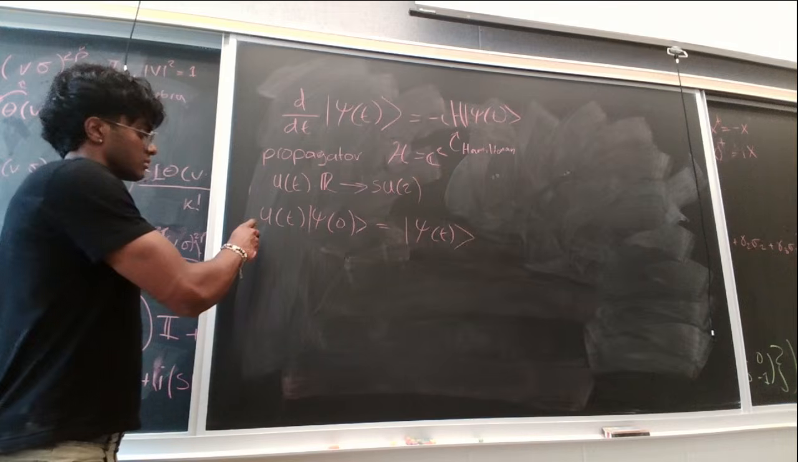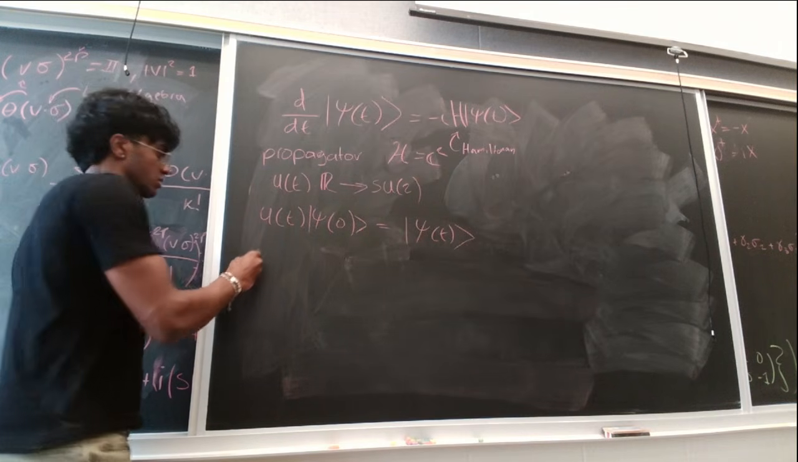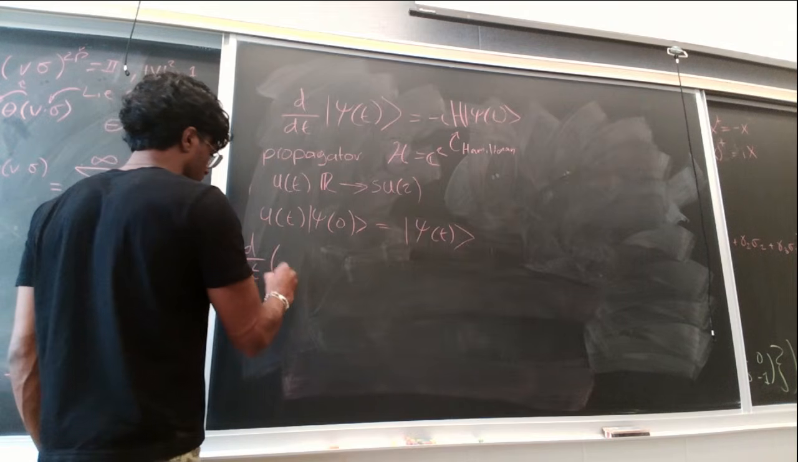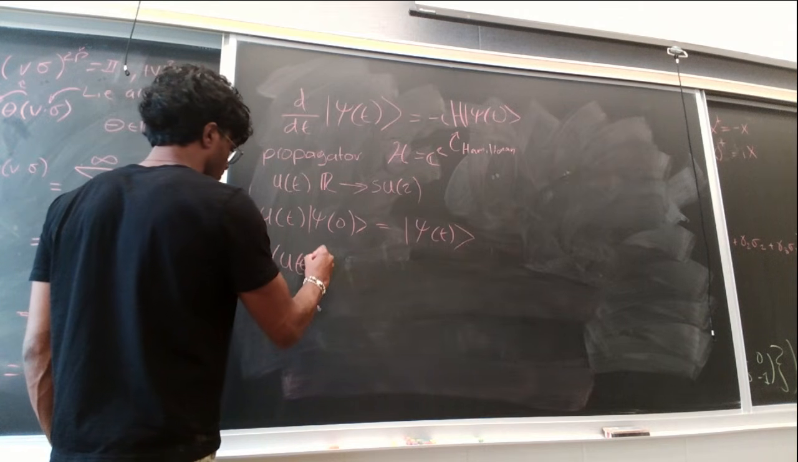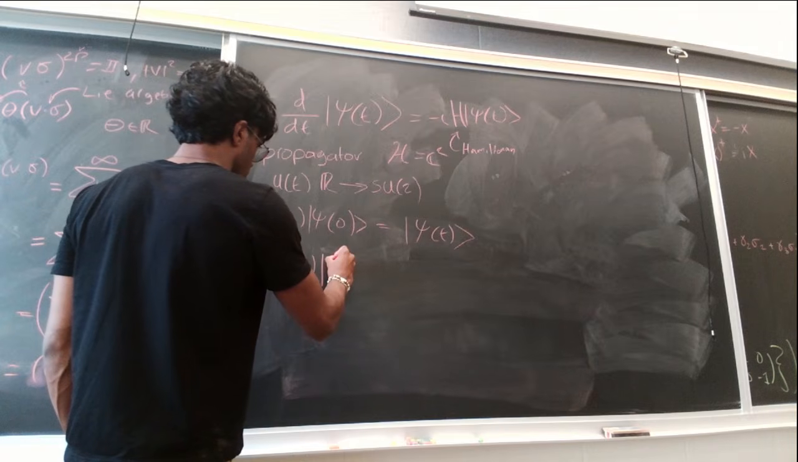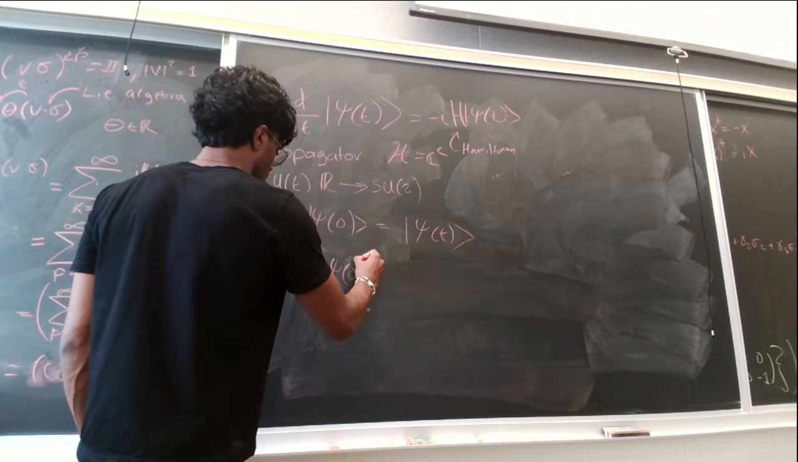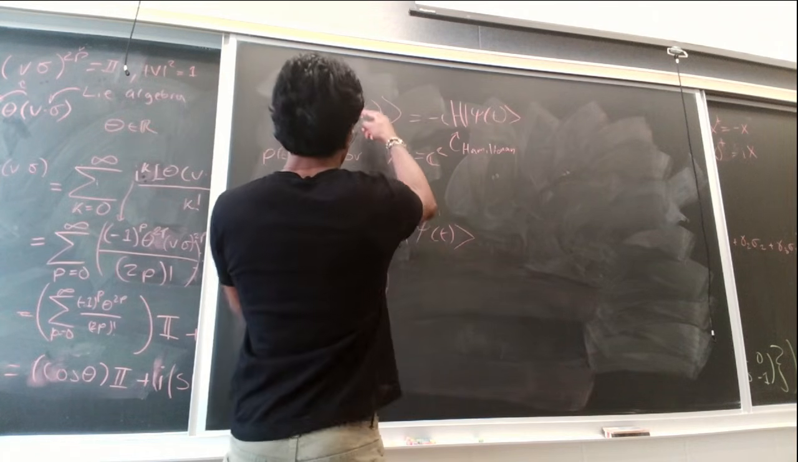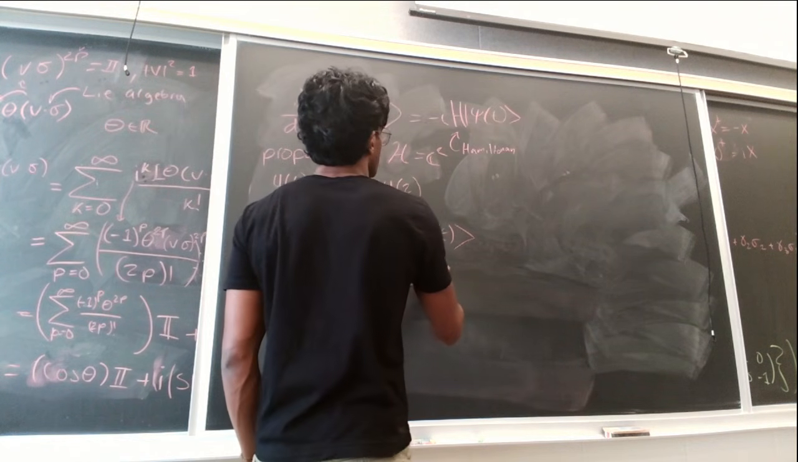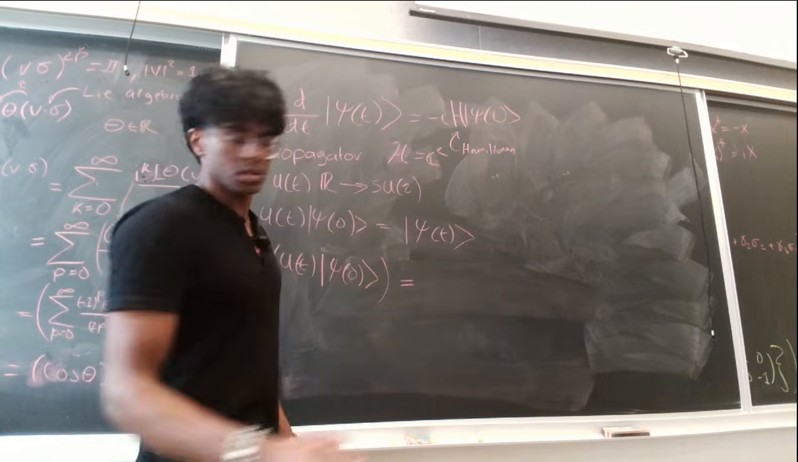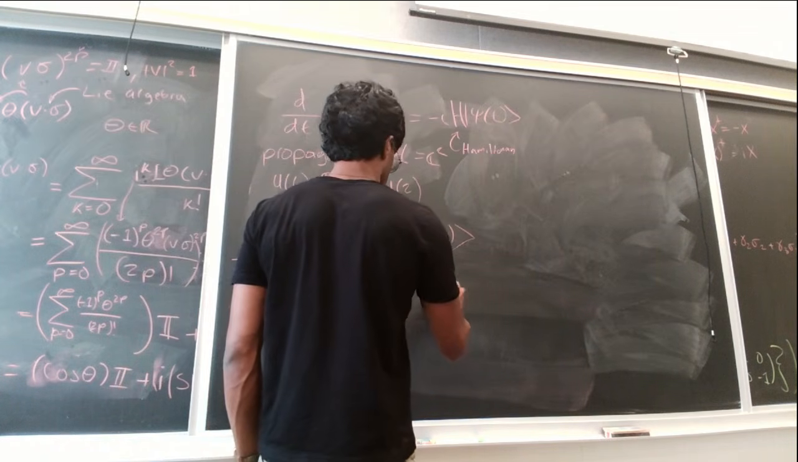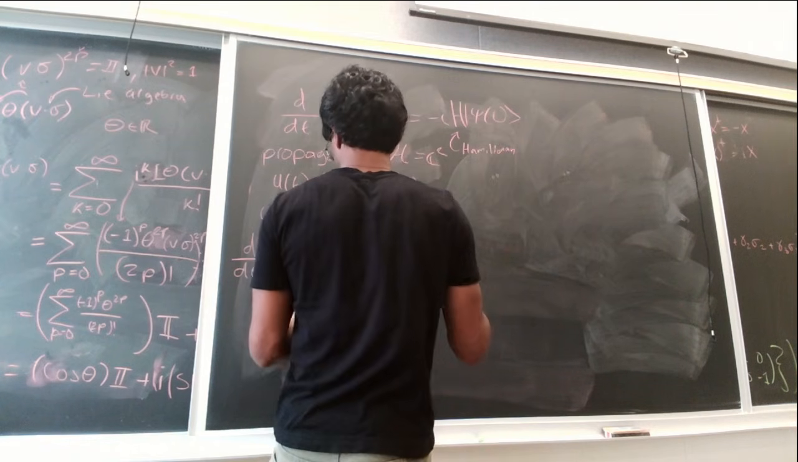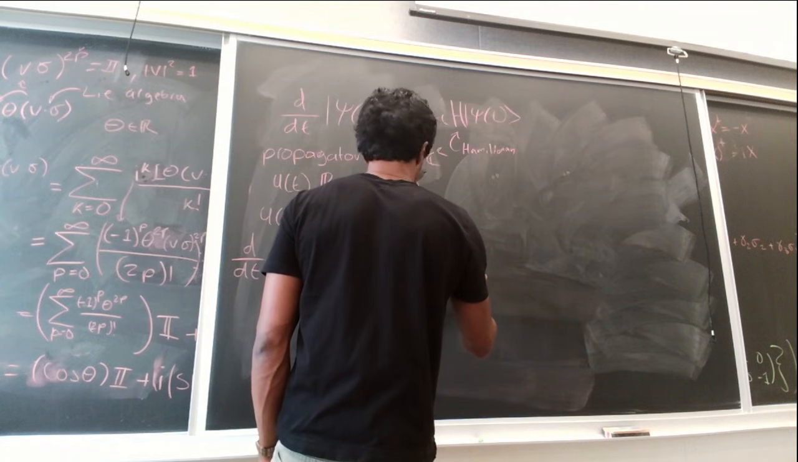But this is something we'll see in a moment. So if we differentiate both sides, now let's just rewrite the equation above, but with this U of t. Then we use this, because that makes sense. Yes, negative iH. And then instead of writing that, I'll just write this.